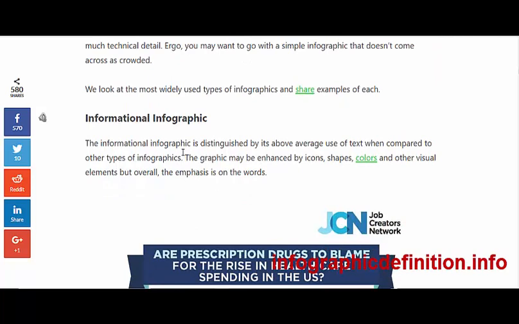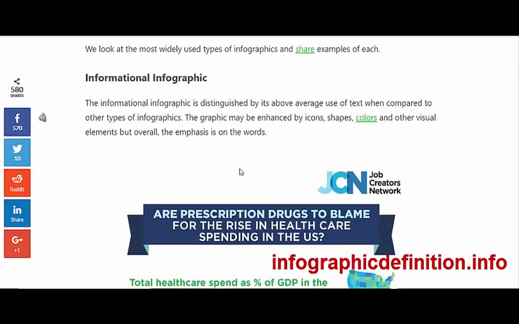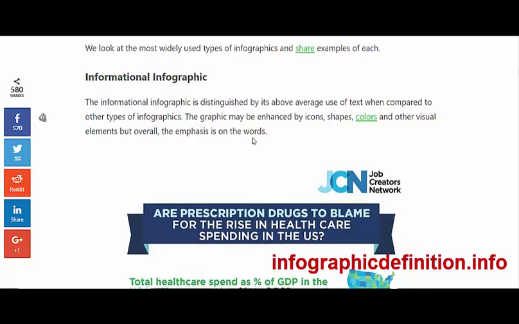So we have the informational infographic. The informational infographic is distinguished by its above average use of text when compared to other types of infographics. The graphic may be enhanced by shapes, colors, and other visual elements, but overall the emphasis is on the words.